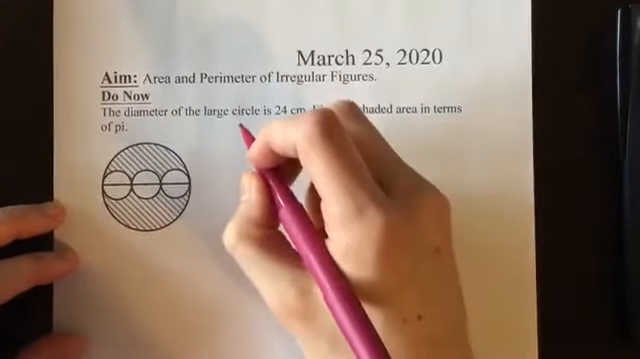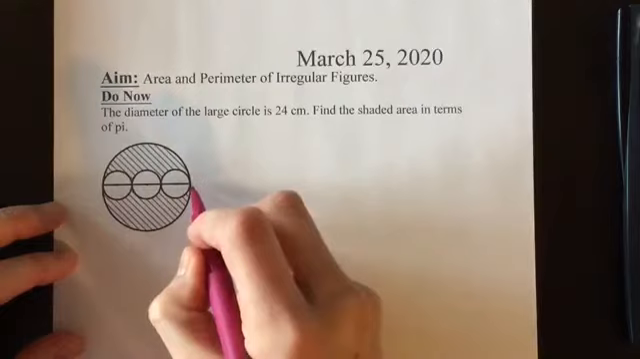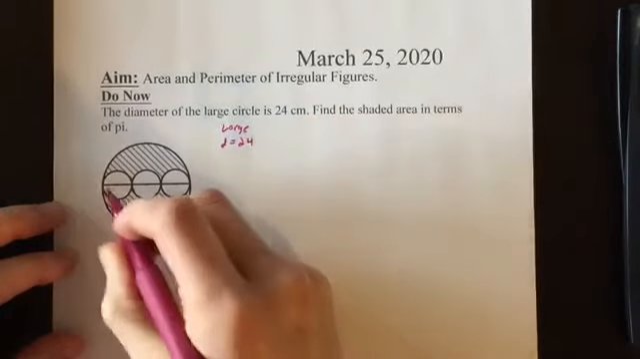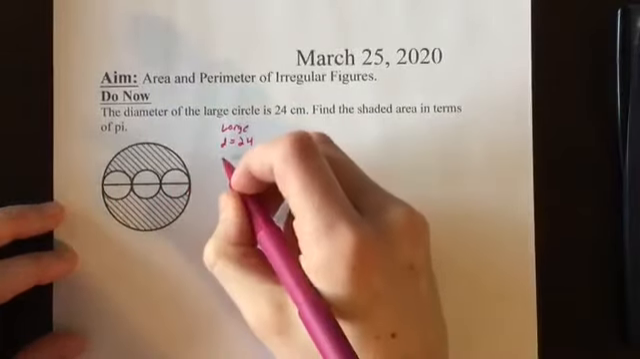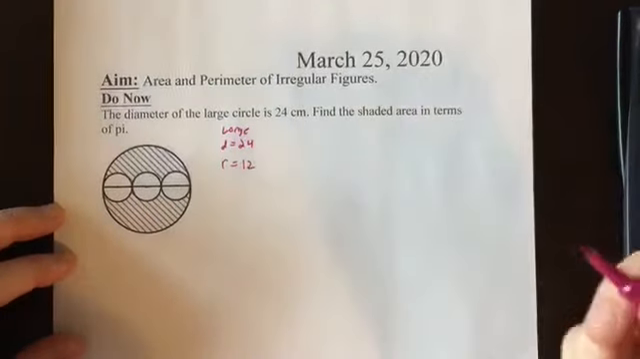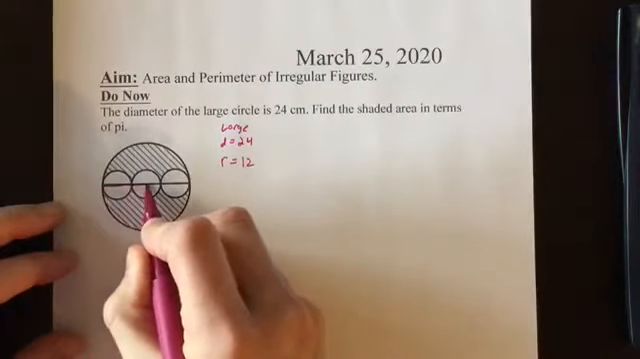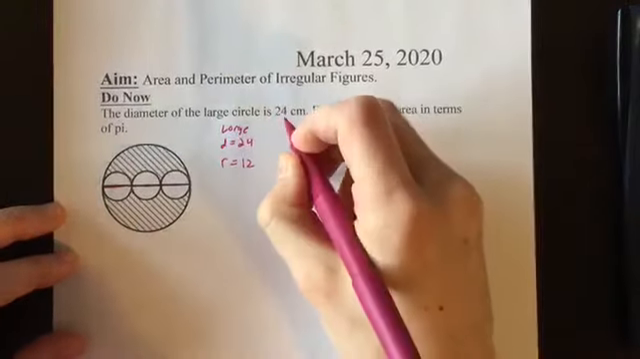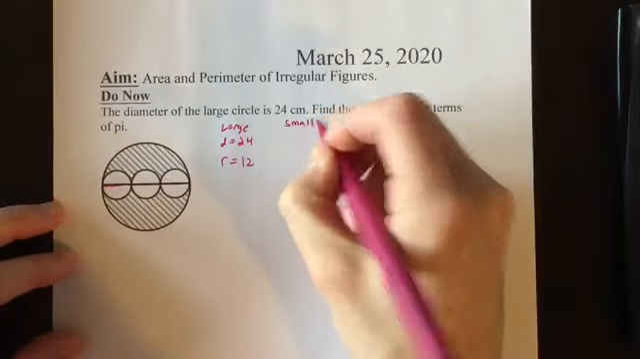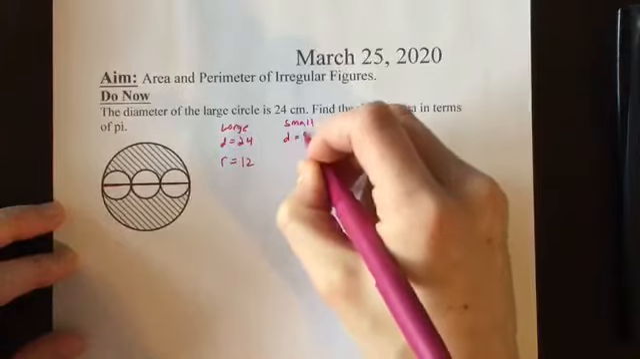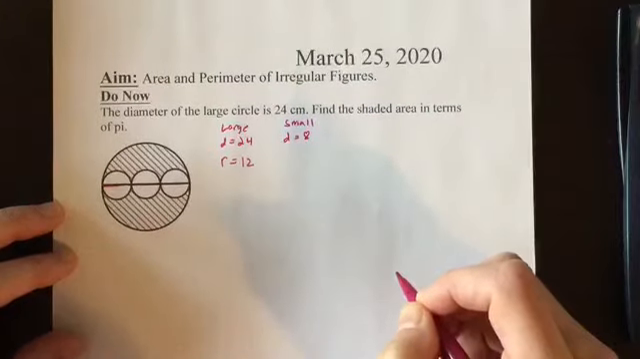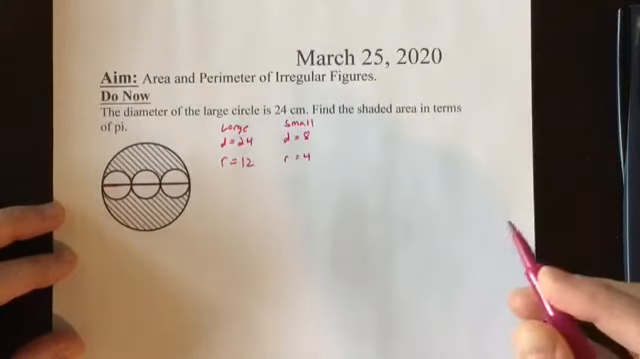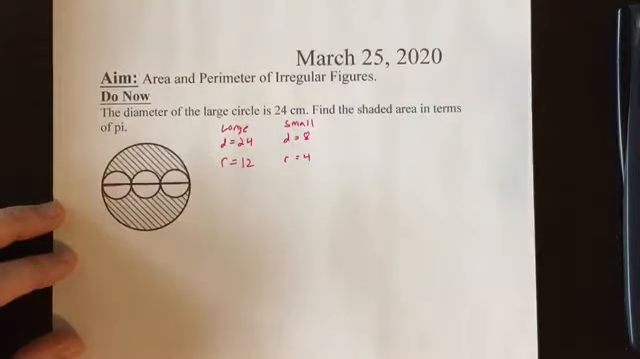Okay, so we've got our large circle. We know the diameter is 24, so all the way across. If the diameter is 24, that means our radius would be 12. And if we notice, the diameter of our large circle spans the diameter of 3 of the small circles. So the diameter of the small circle would be 24 divided by 3, or 8. Which means the radius of the small circle would be 4. So to find the shaded area, we're going to do our large circle minus our 3 small circles.